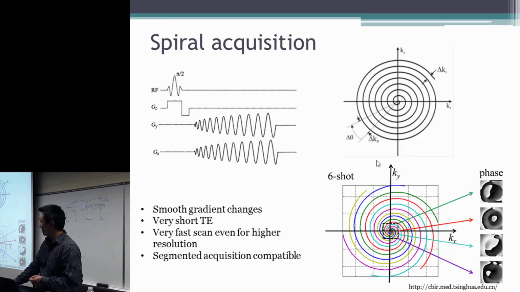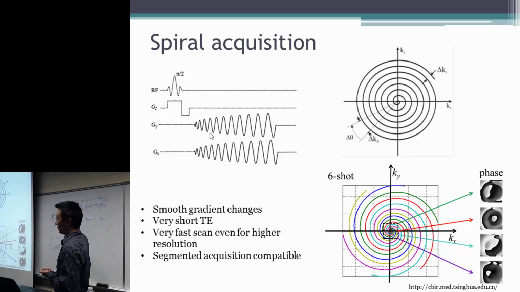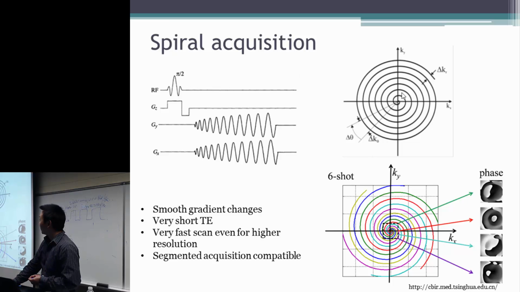and it can afford a very short TE. So if we collect a Cartesian echo train, usually due to the blipping phase encoding, right? We have to collect the center of the k-space in the center of the echo train. So that means we cannot use a very short TE. But using the spiral acquisition, we collect the center of the k-space immediately after the excitation. So it can give you a very short TE, and it can give you a very fast scan, even for very high resolution.